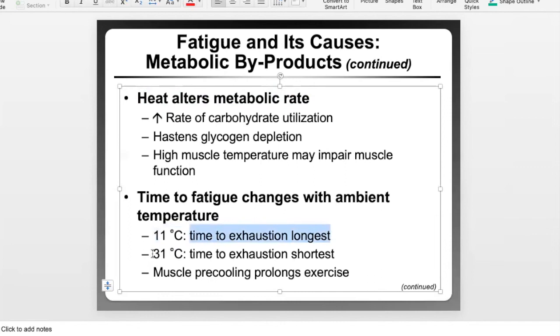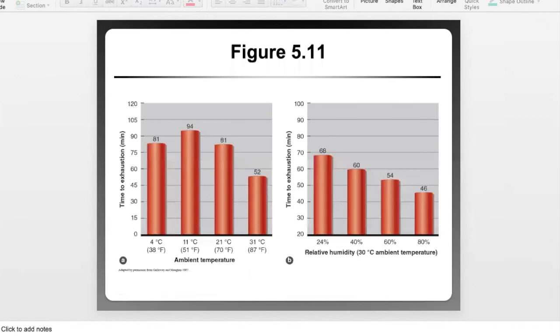And the hotter the temperature gets, the more ineffective that individual is. So this is time to exhaustion. All right, you'll know that if the temperature is very low, 38 degrees Fahrenheit, this individual is able to go 81 minutes. If it increases to 51 degrees, it increases their time to exhaustion. So they're able to do a longer bout of exercise. And you'll see as it gets hotter and hotter and hotter, the effects of this increase in temperature, in terms of the benefit here, start to actually become more detrimental.